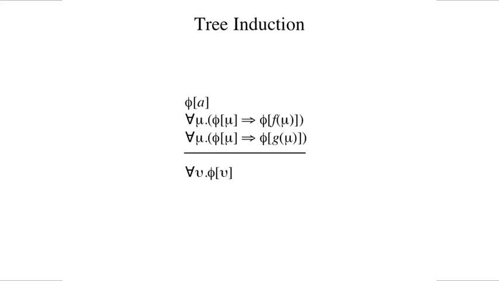As with linear languages, we can write an inductive rule of inference for tree languages. The tree induction rule of inference for the language just described is shown here. Suppose we know that a schema phi holds of a. Suppose we know that whenever the schema holds of any element, it holds of the term formed by applying f to that element. And suppose we know that whenever the schema holds of any element, it holds of the term formed by applying g to that element. Then since we've covered all of the possible terms in the language, we can conclude that the schema holds of every element.